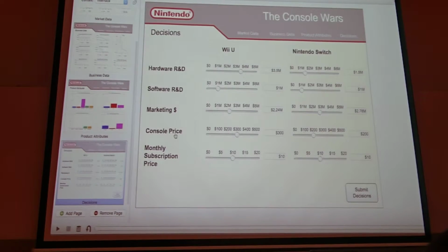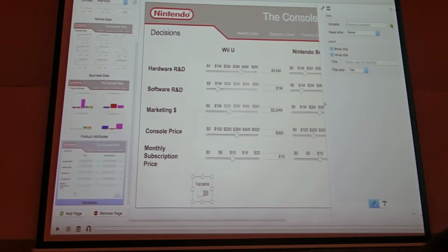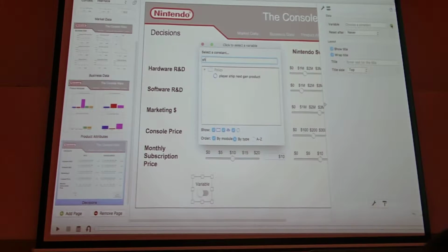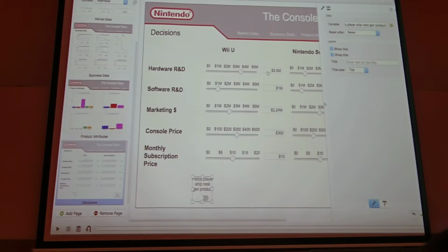That's way more important. To use the switch widget, which is this thing that looks like an on and off switch, we choose the variable, and it's something like player ship next gen product. Let's give it a title. Ship it. Ship the switch.